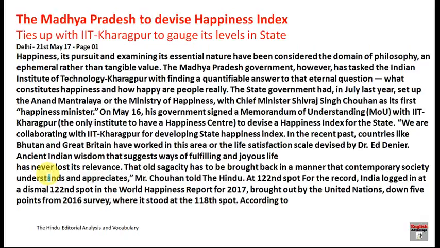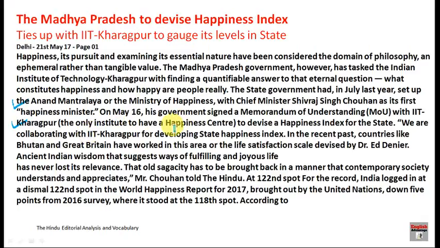The state government had in July last year set up the Anand Mantralaya, or the Ministry of Happiness, with Chief Minister Shivraj Singh Chouhan as its first happiness minister. So this is also a very important thing, and this could be asked in any competitive exam. On May 16, his government signed a memorandum of understanding, that is MOU, with IIT Kharagpur, the only institute to have a happiness center. Okay, IIT Kharagpur is the only center that has a happiness center.